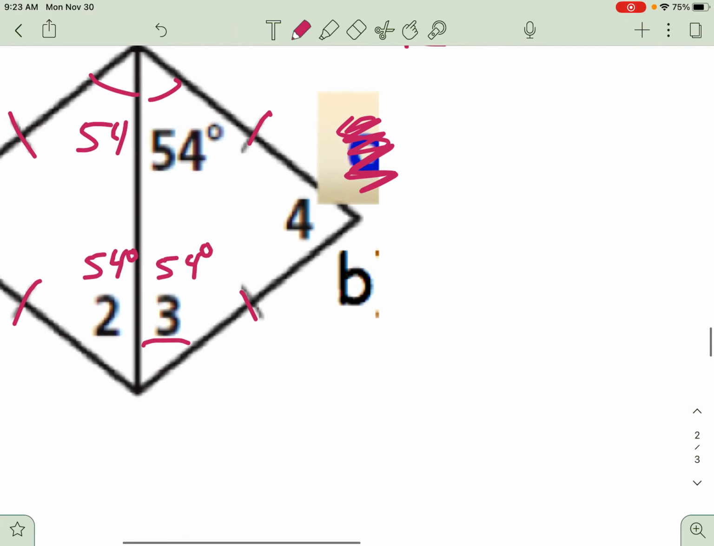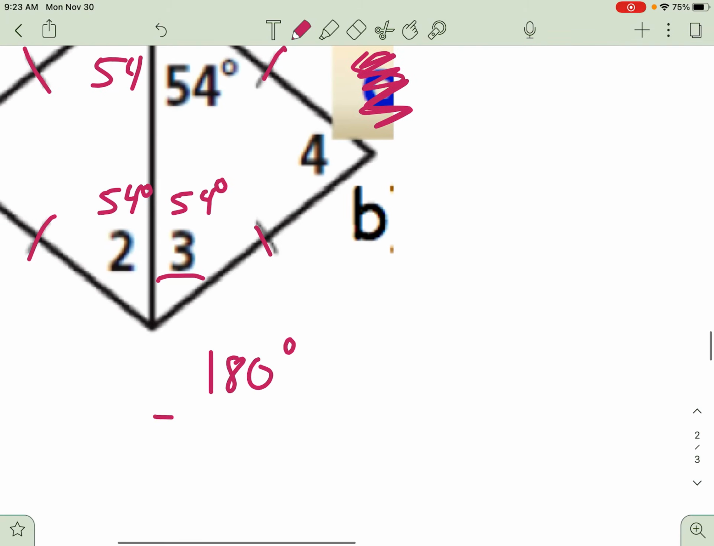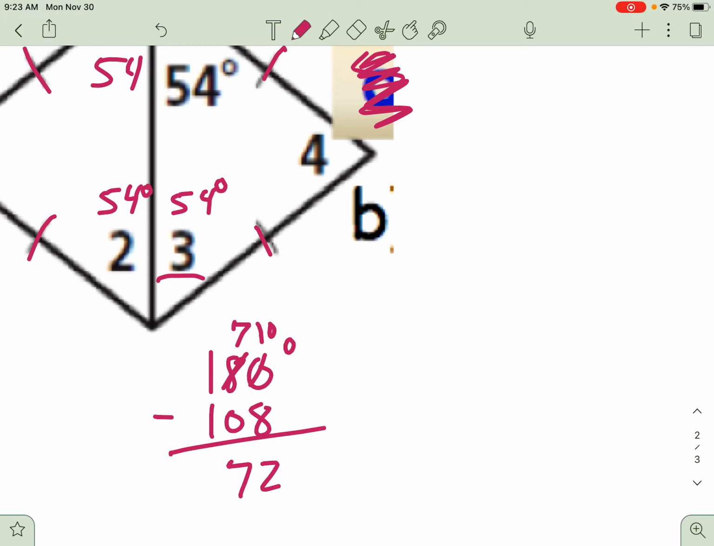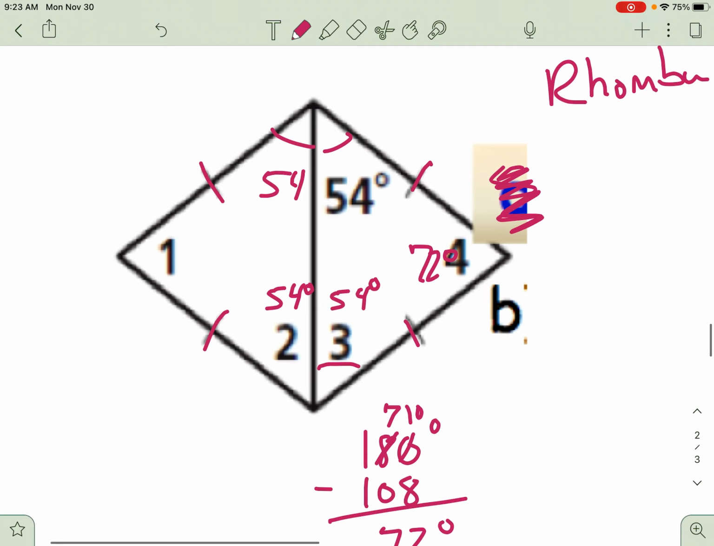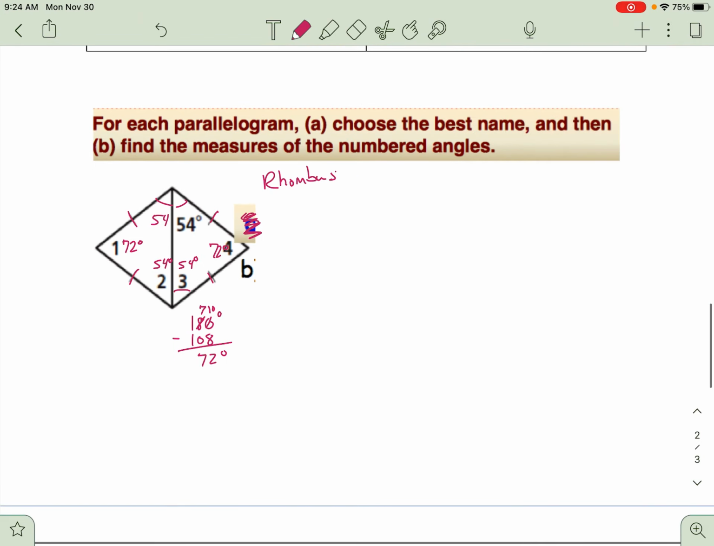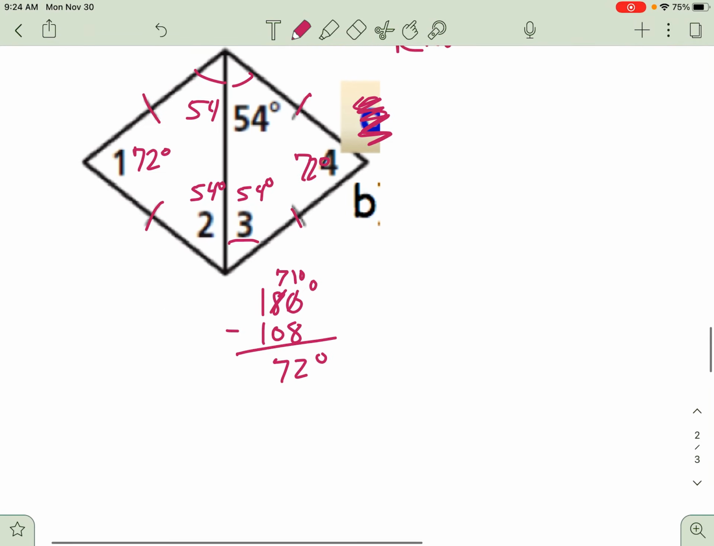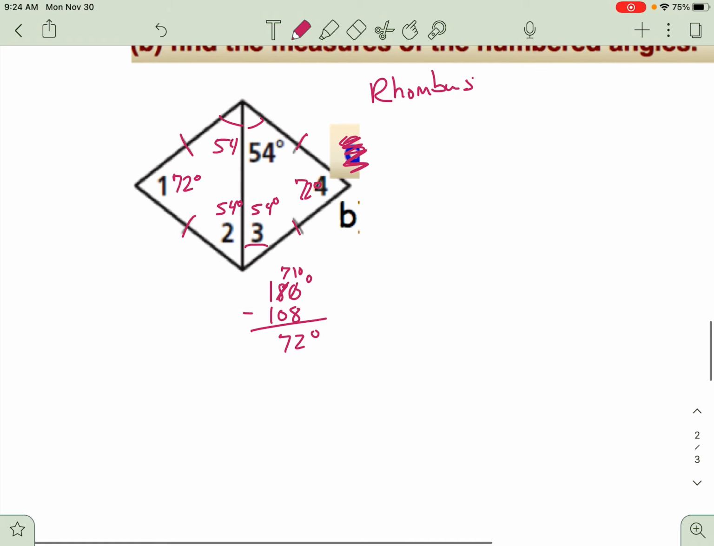Okay, now remember that this is a triangle, so even if you don't remember the properties, a triangle adds up to 180 degrees. So what's 180 minus 54 plus 54, which is 108. Well, that gives you 72 degrees for angle 4, which means that angle 1, since it's a rhombus, is the same, so it's also 72 degrees. Okay? Not bad, right? 54, 54, 54, 54, 72, 72.